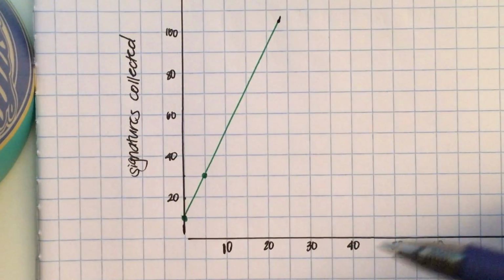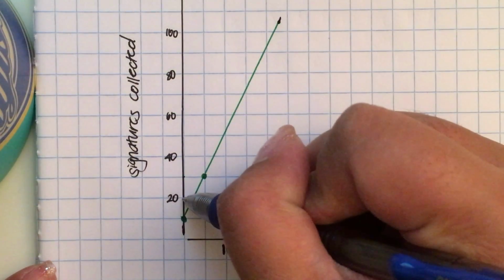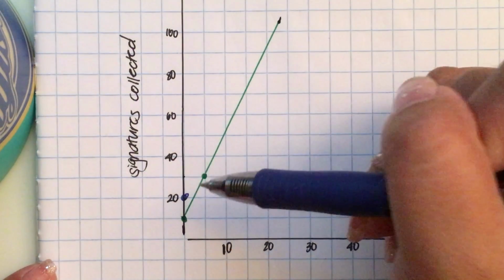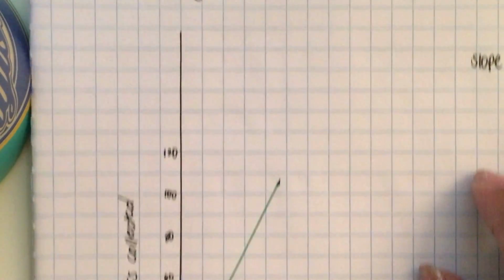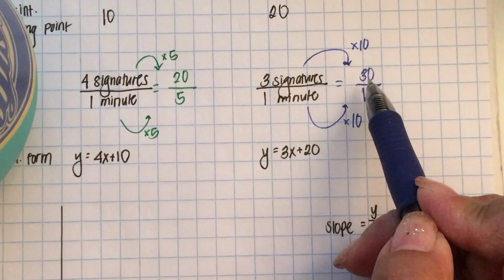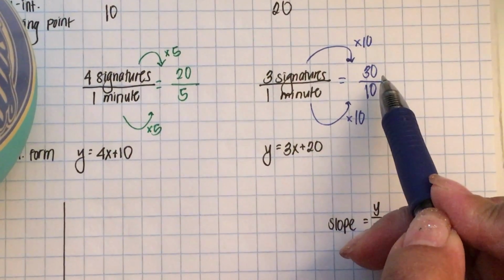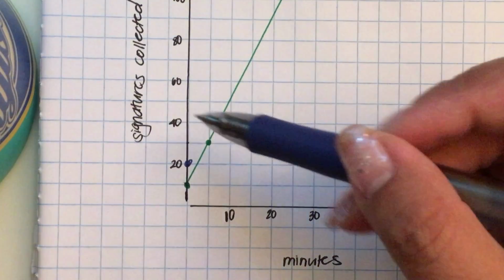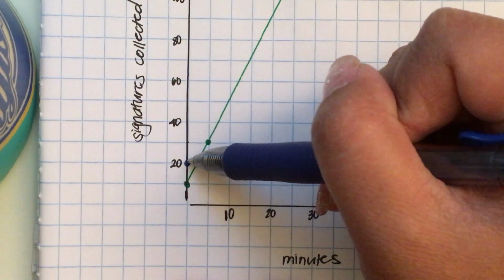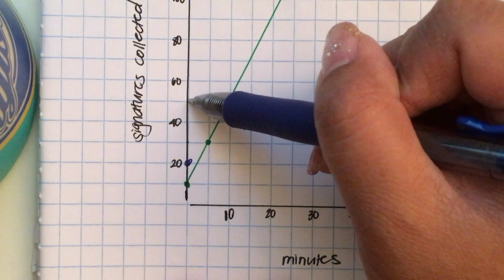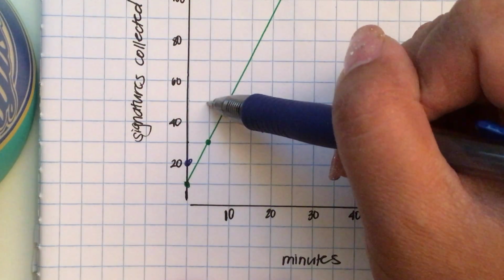Susan's line is going to be starting at 20 because she started off with 20 signatures. And then from what we calculated over here, we're going to count up to 30 by 10s, and we're going to count across by 5s up to 10. So starting wherever Susan started, we're going to count up by 10s to 30, 10, 20, 30, and by 5s to 10, 5, 10.